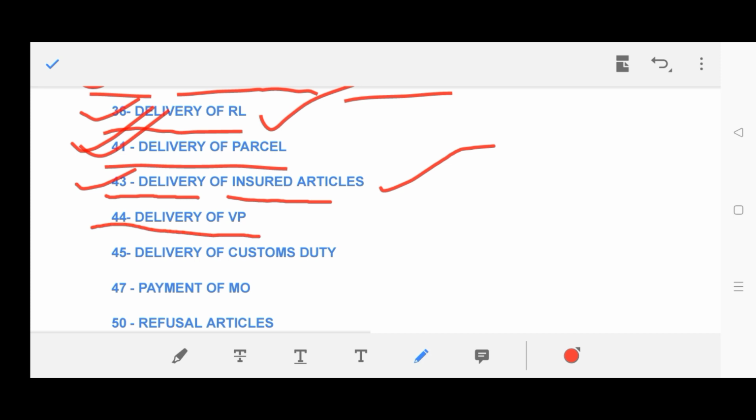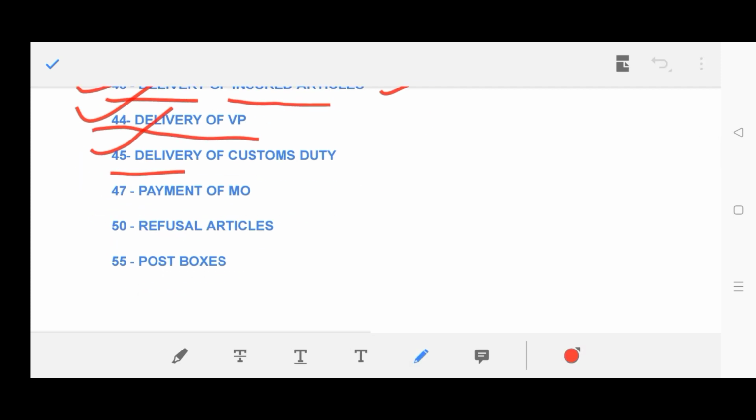Next, class number 44 discusses delivery of value payable articles. Class number 45 is delivery of customs duty articles. Class number 47 discusses payment of money orders. Class number 50 is about refused articles; the articles refused are discussed in class number 50.